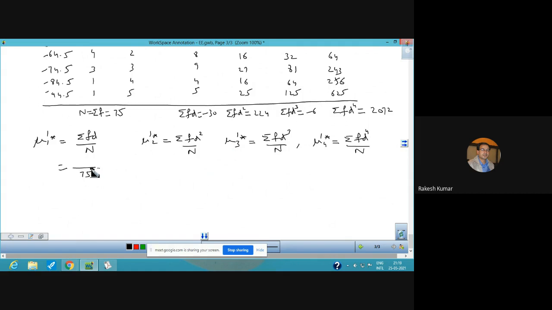Now you can put the values. That is 75 minus 30, that is negative 0.4. This is 224 divided by 75, that is 2.99. And by this formula, we shall have minus 6 upon 75, that is negative 0.08. And by this formula, you will have 2072 divided by 75, that is 27.63.